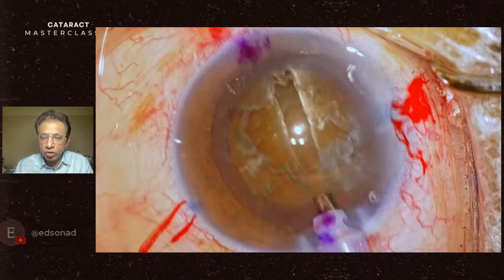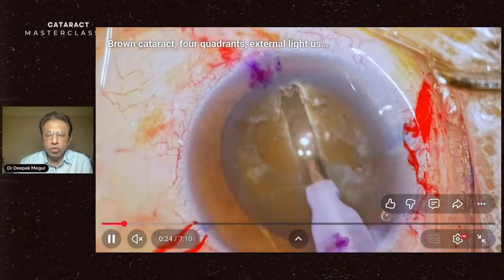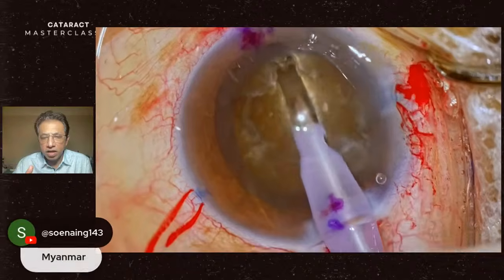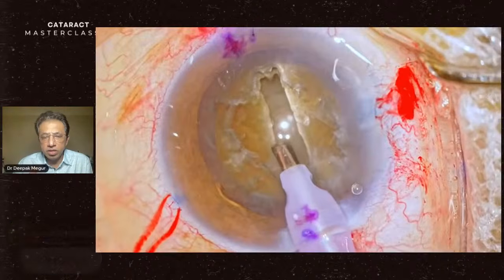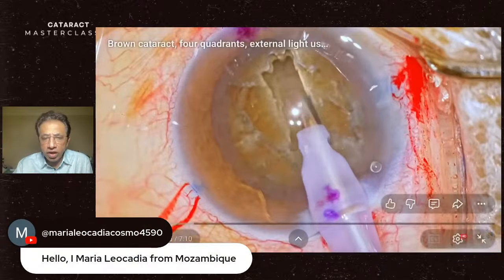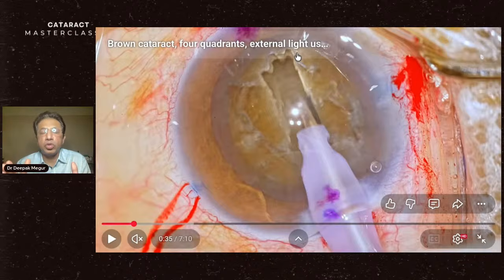So just let me take you through one such situation. This is again a grade 5 nucleus. Here I'm using 90% torsional ultrasound. This is the Alcon Legion machine, or the Centurion Silver, you can say. What I want to draw your attention to is that I enlarge the groove a little bit, widen the groove a little bit so that it gives me access to go deeper.